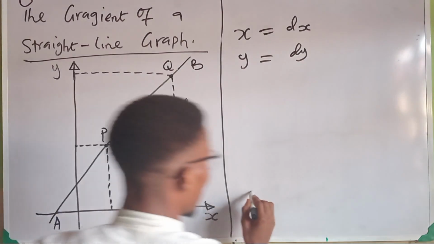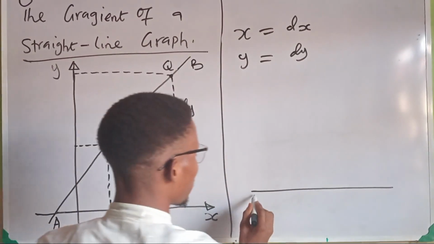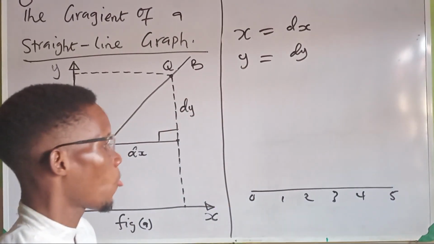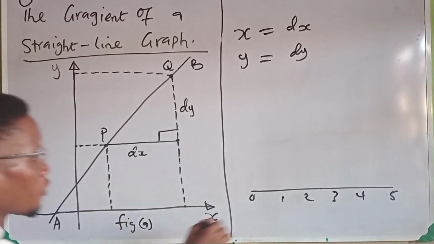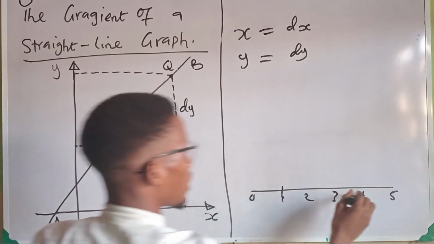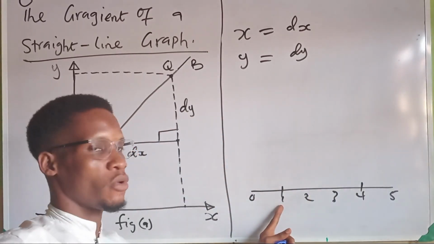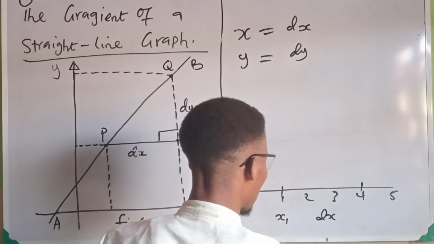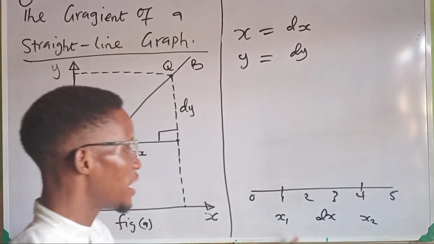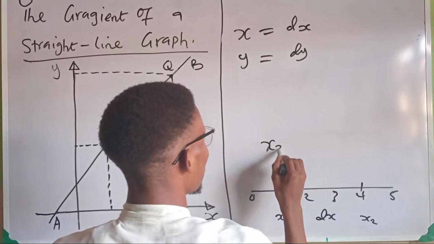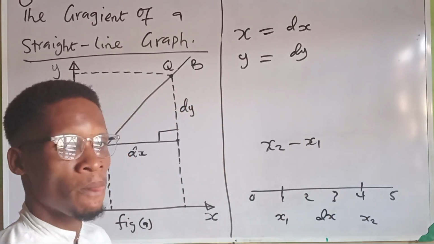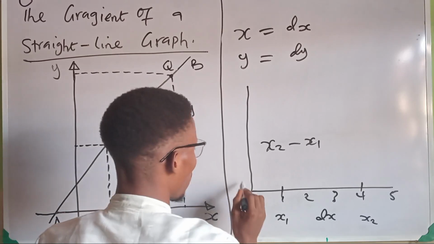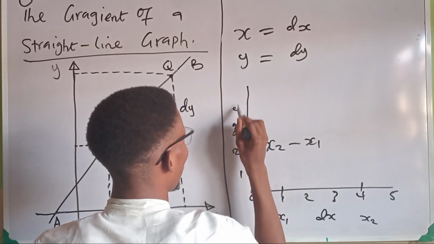When you are having a line like this, if the line starts from 0, we have 1, 2, 3, 4, and 5. So let's assume that this point falls under 1, and here falls under 4. You know that 4 is greater than 1. So that's why we call it dx, meaning that here is x1 and here is x2. To get the dx, which is the change, you say x2 minus x1. Then for y, it is also from 0, 1, 2, 3, 4, and 5.